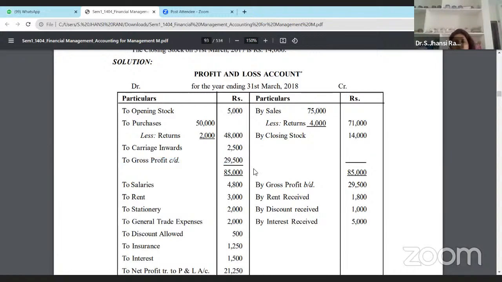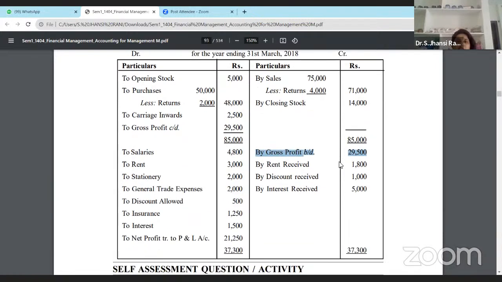As soon as you total up the trading account, the trading account gets closed, and this gross profit is brought to the profit and loss account. As I said, the profit and loss account always starts with either gross profit or gross loss. Here we are bringing the same gross profit which we got in the trading account to the profit and loss account as gross profit brought down. Since it is a profit, it's an income to us, so we write it on the credit side.